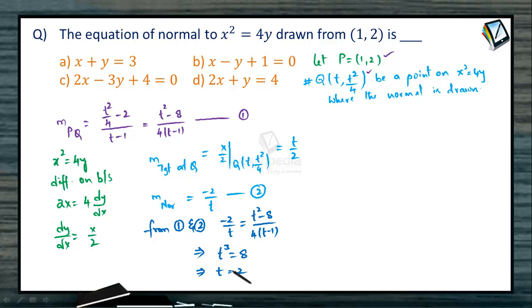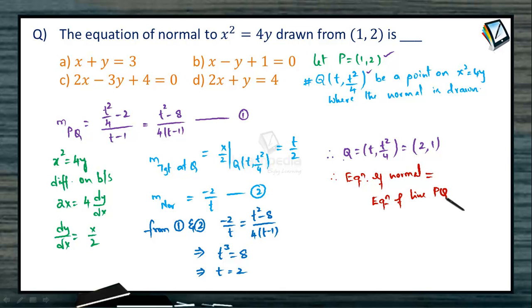Once we know the value of t, can we identify the point Q? Therefore the coordinates of the point Q, which we assumed to be (t squared by 4, t), now happens to be (4 by 4, 2), which is (1, 2). Now we know the point Q and the point P, which is given to us. Therefore the equation of the normal, which is the requirement, is the same as the equation of the line joining P and Q. Then what is the equation of the line joining P and Q? y minus 1 equals, we know the slope of the normal, minus 2 by t, with t equal to 2, times x minus 2, or x plus y equals 3 is the equation of the normal.